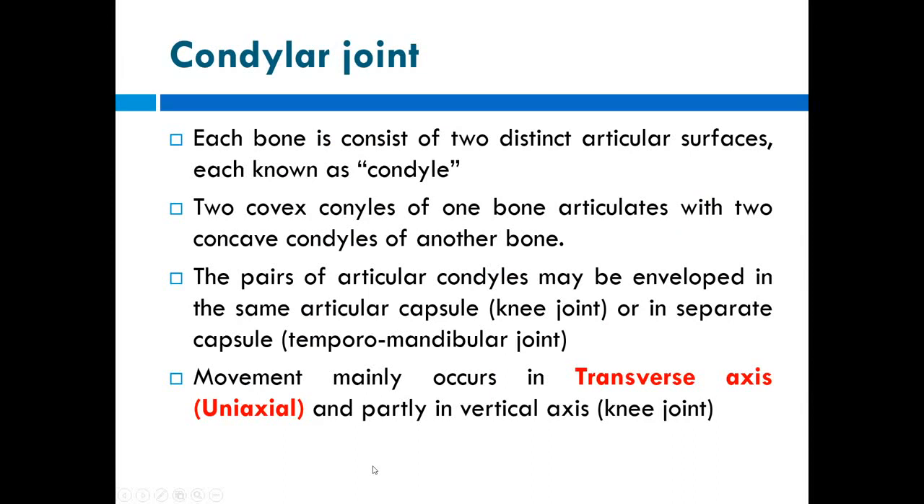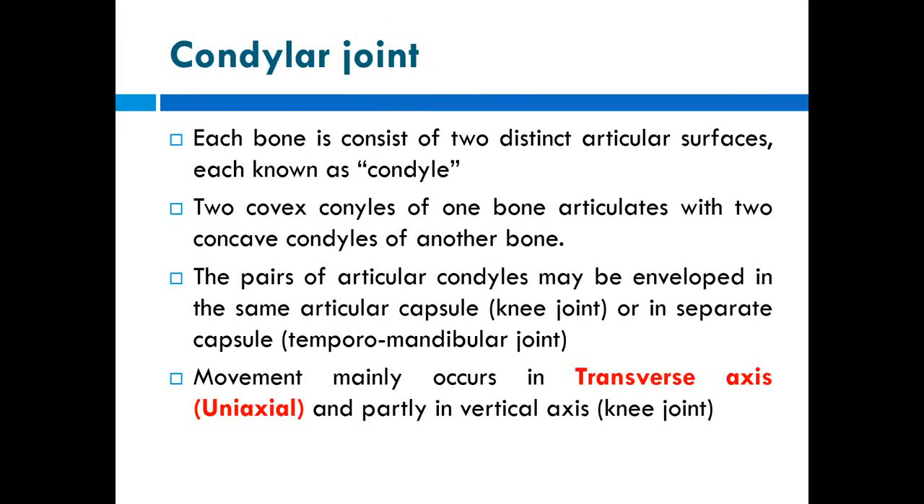Then the condylar joint. Each bone consists of two distinct articular surfaces, each known as a condyle. Two convex condyles of one bone articulate with two concave condyles of another bone. The name itself says that this joint is happening in between condyles. The pair of articular condyles may be enveloped in the same articular capsule, for example the knee joint, or in separate articular capsules or joint capsules, for example the temporomandibular joint.